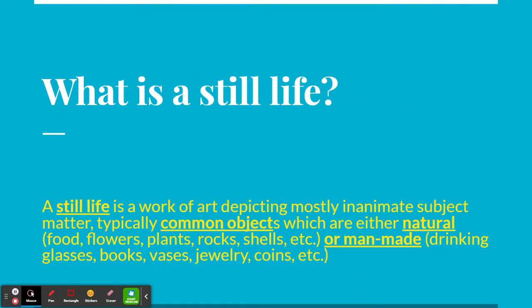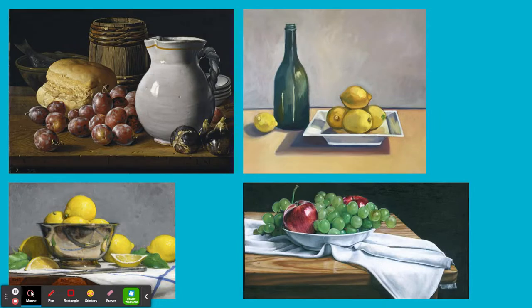What is a still life? A still life is a work of art depicting mostly inanimate subject matter, commonly objects that are either natural or man-made. For example, these are still lifes that we see on the page. Usually, still lifes are objects that don't move. Like, for example, we see the wine bottle with the lemons, we see the tablecloth along with the fruit in the bowl, as well as other items that we see on the page. So these are examples of still life.